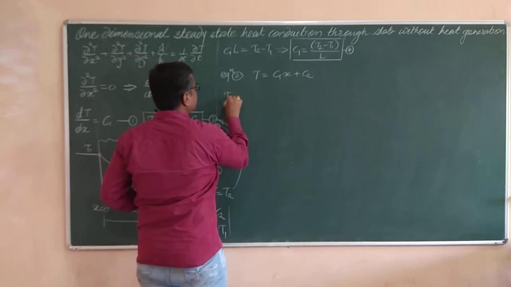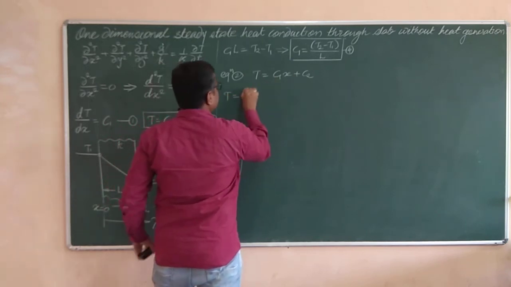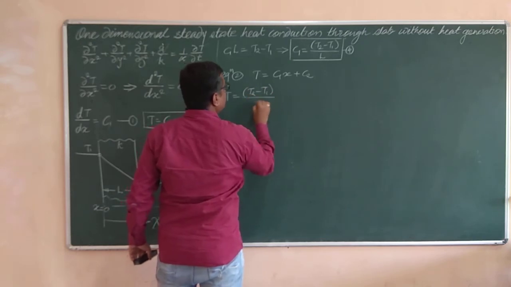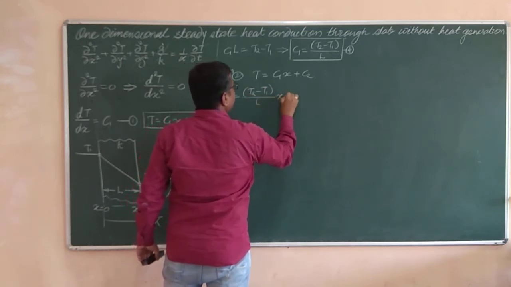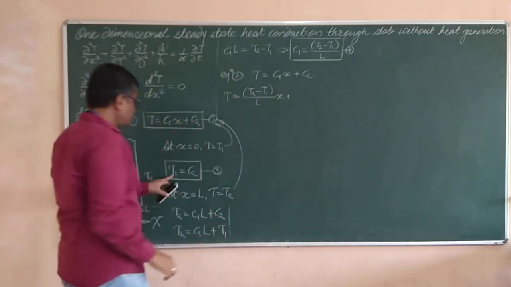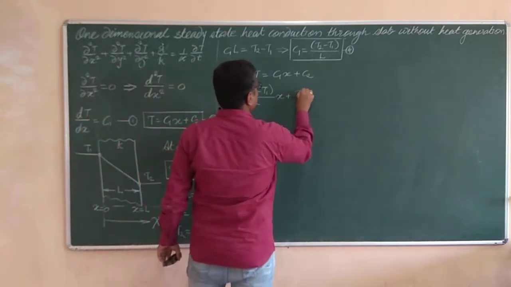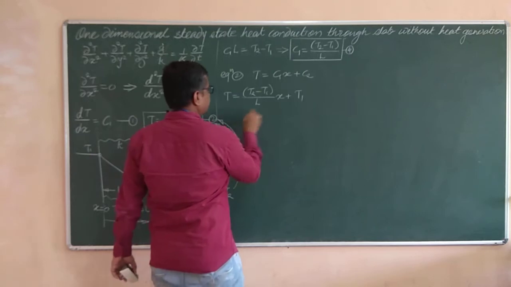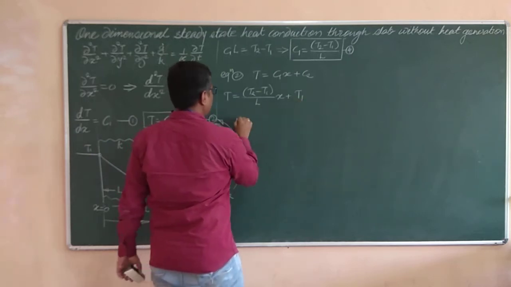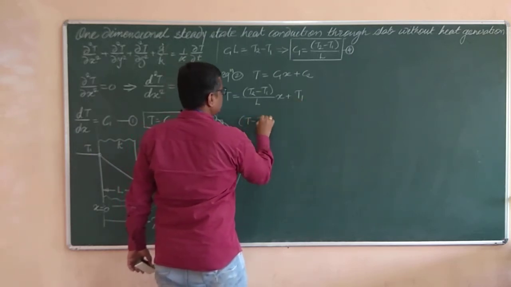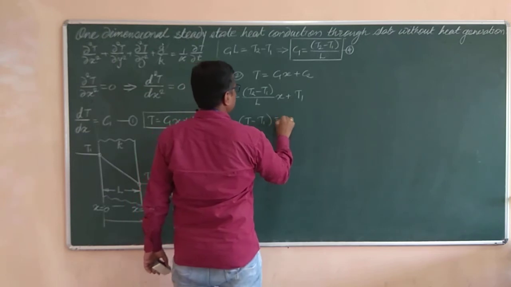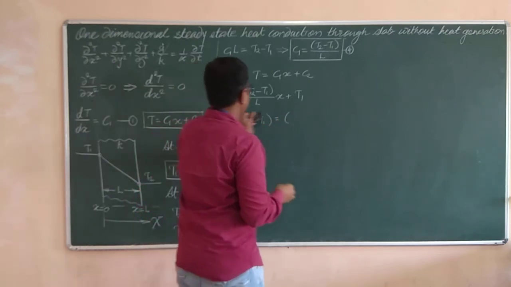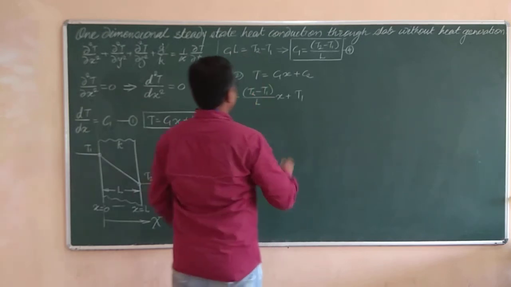We will get this T as equals to, what is C1? C1 is equal to (T2 minus T1) divided by L, into the term X, plus C2. What is C2? C2 is equal to T1. So I think out of this I can take this T1 over this side. So I will have T minus T1 as equals to, perhaps I would prefer to write it directly, the final answer.